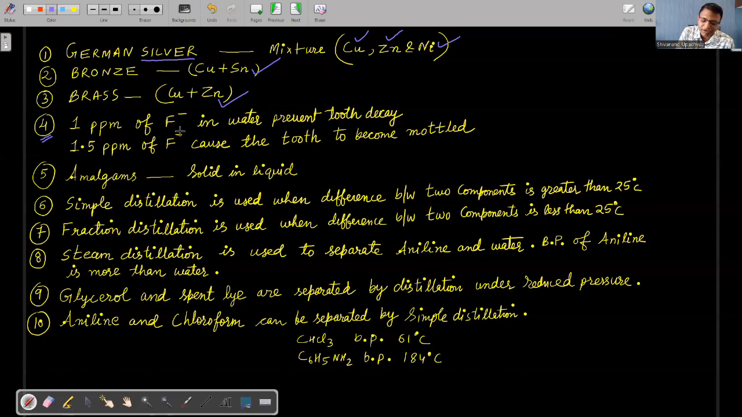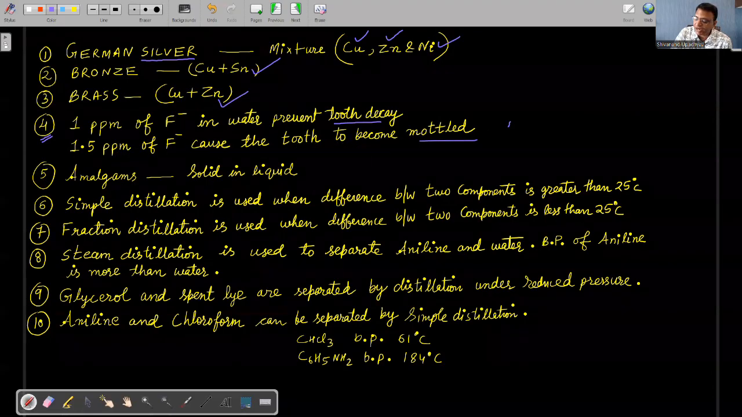1 ppm of fluoride ion in water prevents tooth decay. Toothpaste contains fluoride. 1.5 ppm of F minus causes the tooth to become mottled. Mottled means the teeth decay, right? So this is a disease. So a large amount like 1.5 ppm is harmful, right?